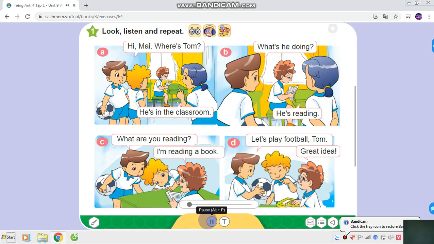Page 58, Unit 9. What are they doing? Lesson 1. Activity 1. Look, listen, and repeat.